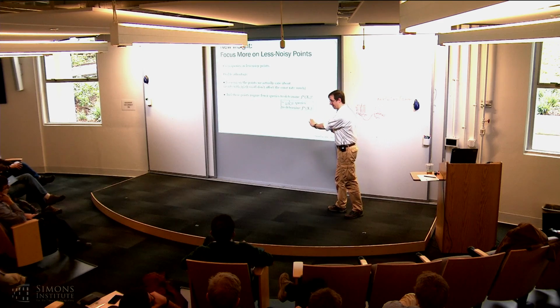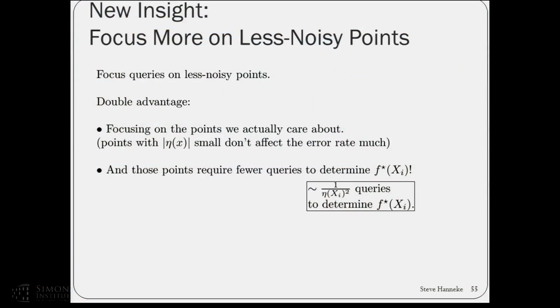Right, so that doesn't work. That basic idea of just do a sequential hypothesis test, figure out what the optimal label is, and draw another point and continue. That doesn't work. In figuring out why it doesn't work, one insight you might have is, well, it's spending a lot of time querying very noisy points. Maybe we want to focus instead on the less noisy points. And there are two really good reasons for doing this. One is we actually care more about less noisy points.